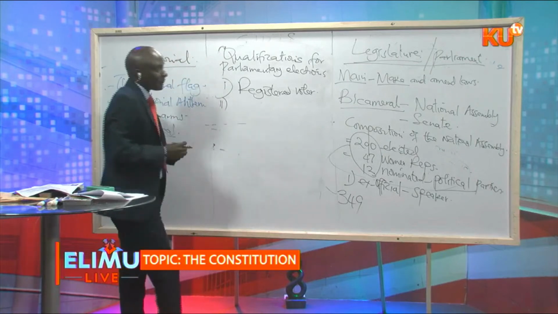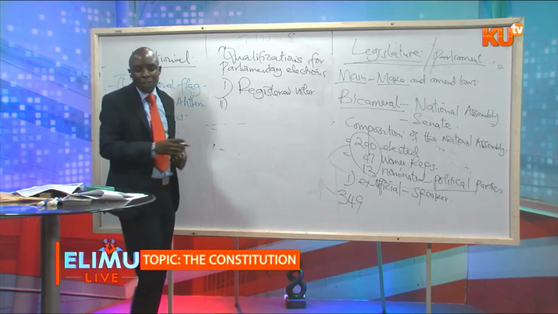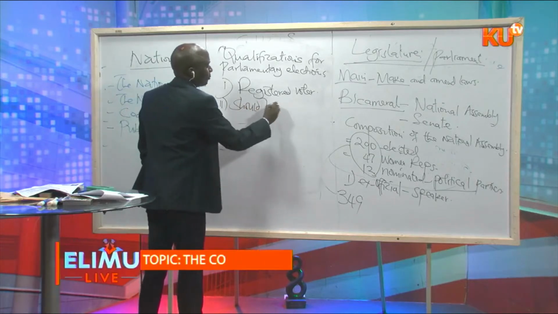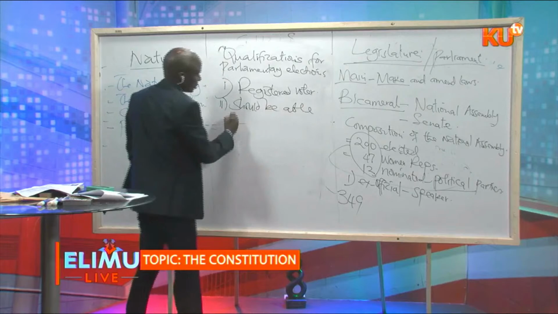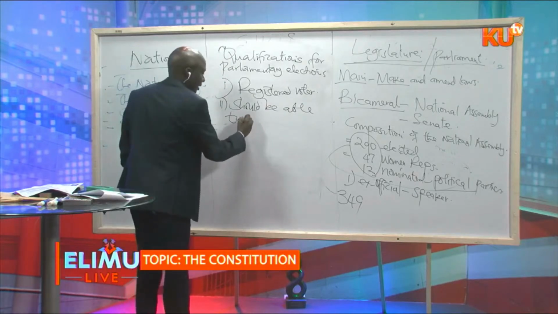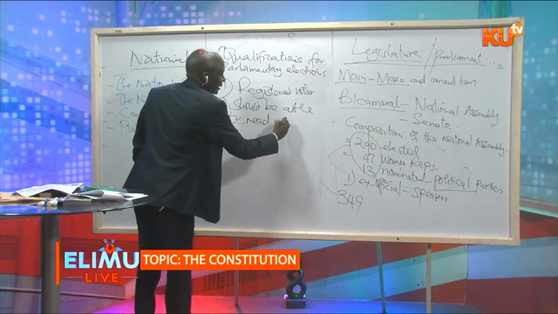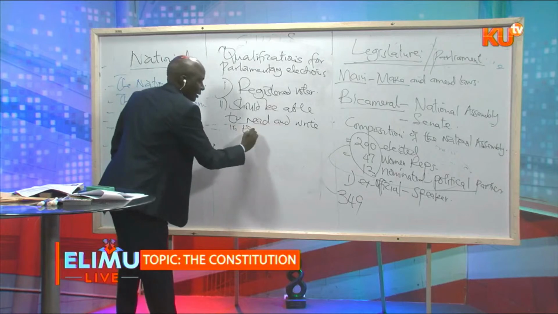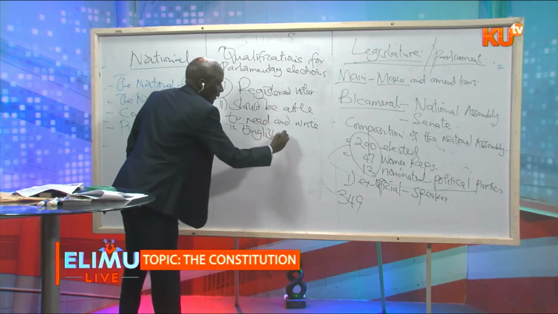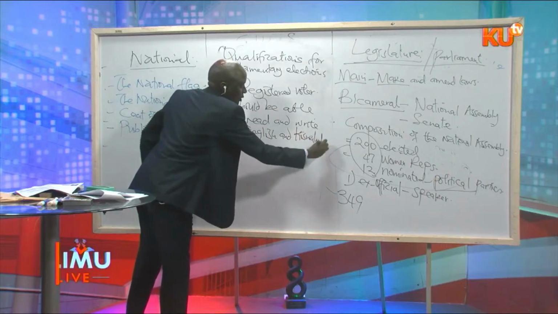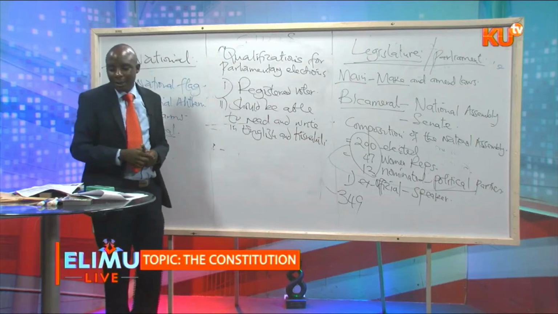After that, then another qualification: I should be in a position to read and write in English and Kiswahili. We say these are official languages so that you can communicate in the house, in parliament.